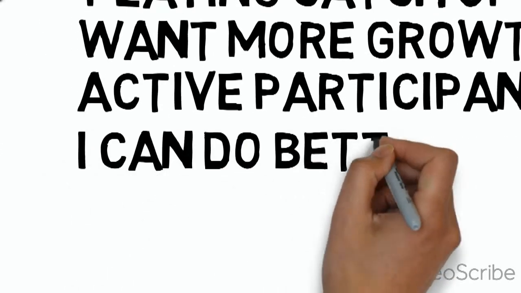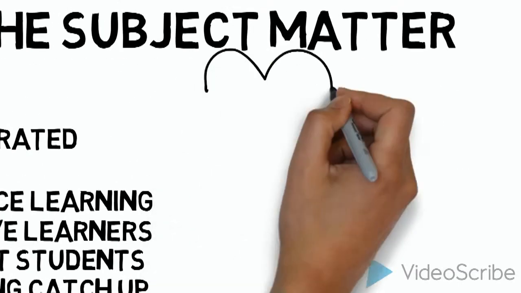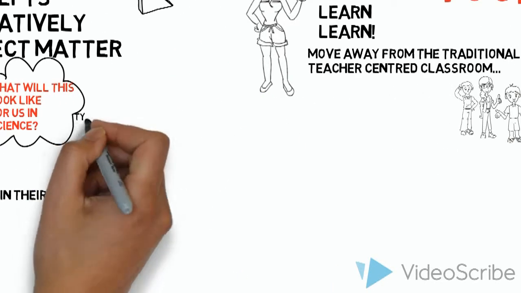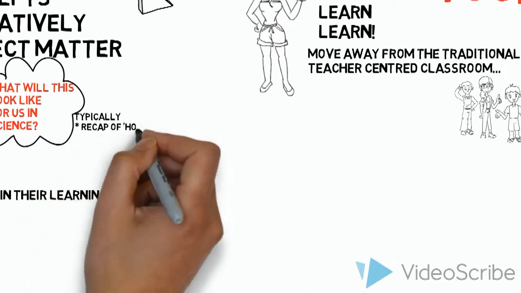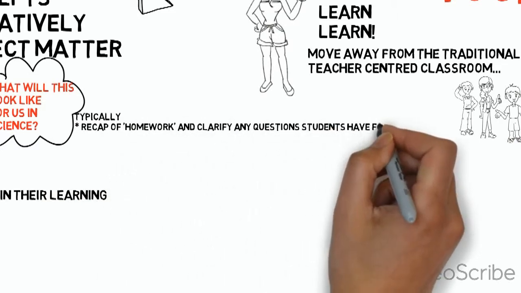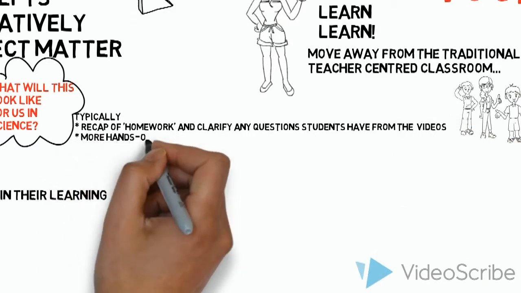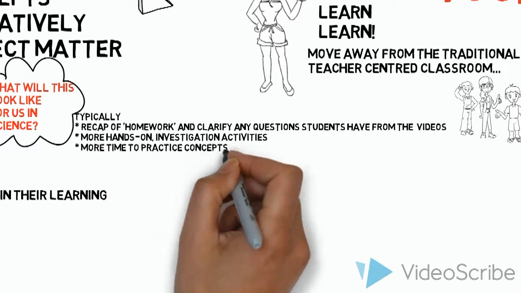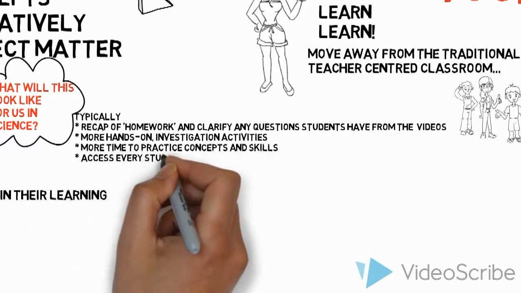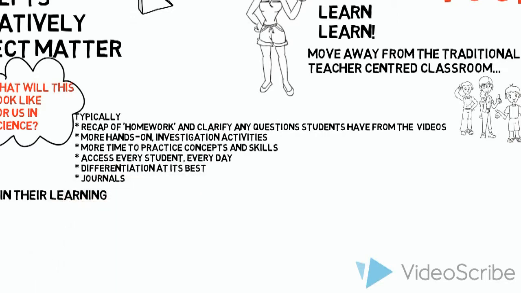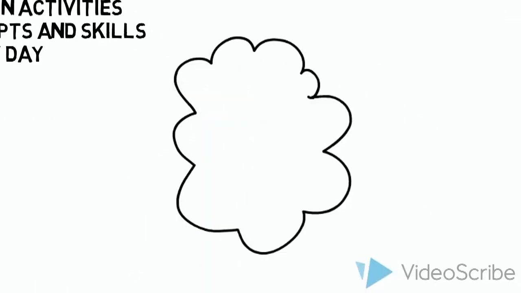What will this change look like for us in science now? Our lessons will usually begin by recapping the homework videos and clarify any questions students have. We then have more time to move into our hands-on investigations where the real learning takes place. We will have more time to practice concepts and skills, and most importantly, I can reach every student every day. This is differentiation at its best. Students will be able to reflect on their learning in their journals.